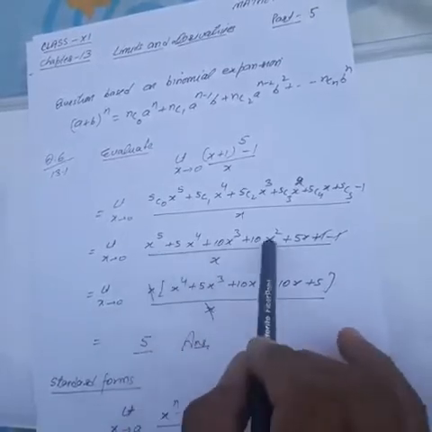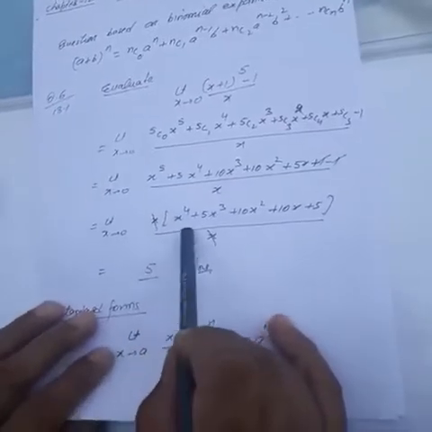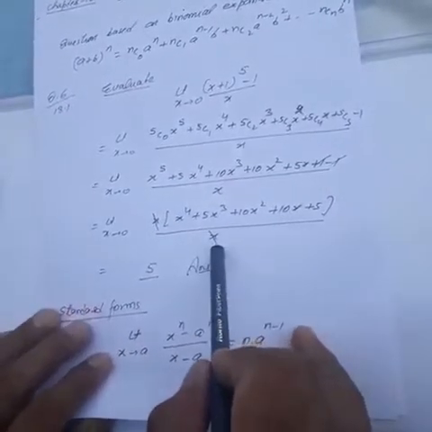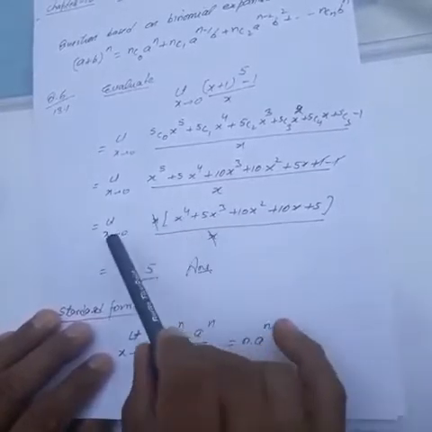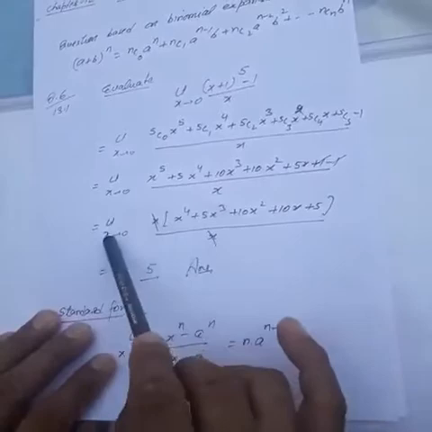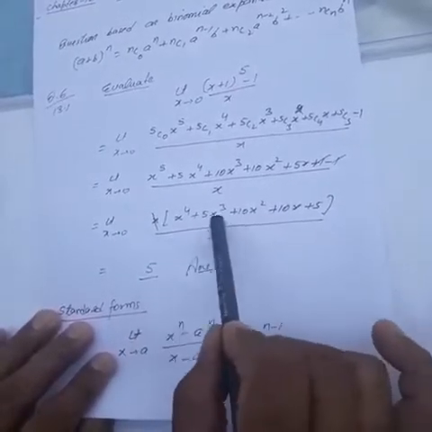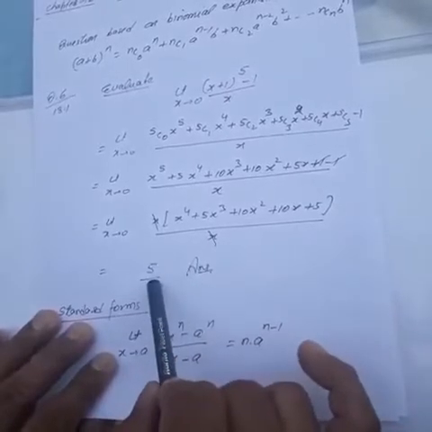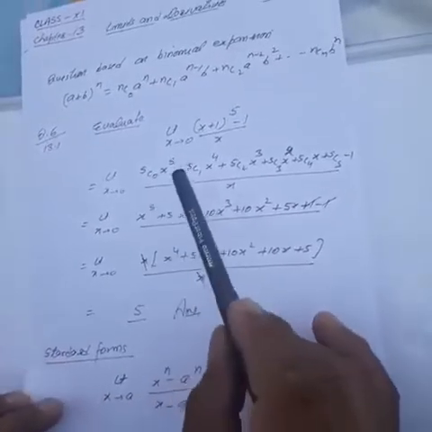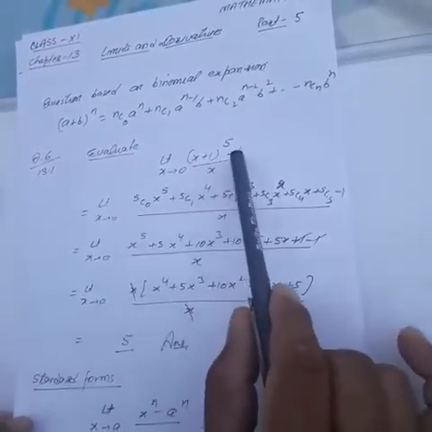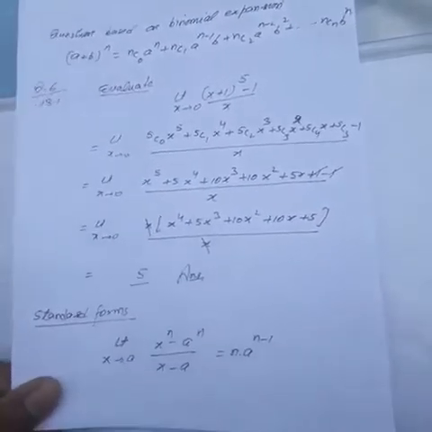Now from the remaining terms you take x common, and after taking x common, this is the numerator, and the denominator x can be cancelled. After this simplification we again check at 0 whether we are getting an indeterminate form or not. At 0 it is now 5, this is not an indeterminate form, so 5 is the answer. So the limit as x tends to 0 of ((x plus 1) raised to the power 5 minus 1) upon x is 5. I hope it is clear.